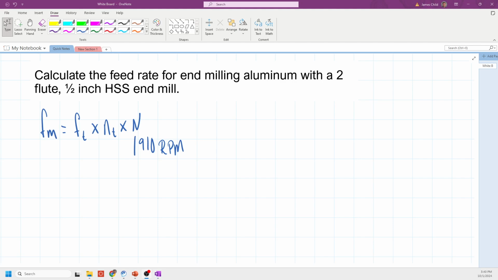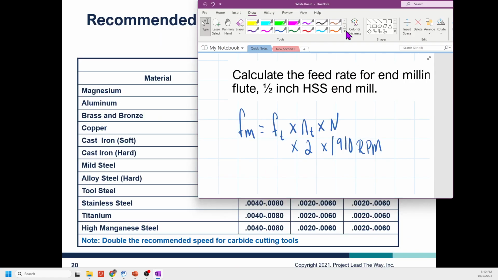All right, our next item here is N sub t. N sub t is the number of teeth, and this is a 2 flute, so this would be a 2. This is unitless because it's just 2. And then our last one here is F sub t, and we need to look that up on the chart.